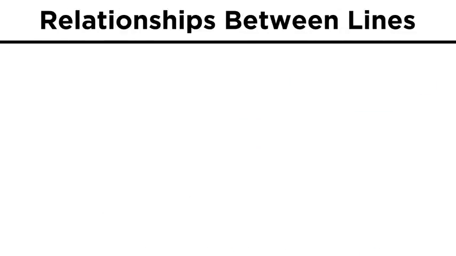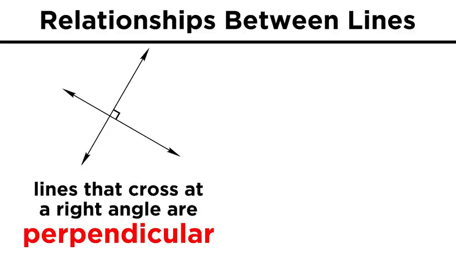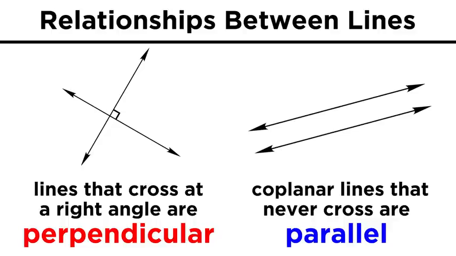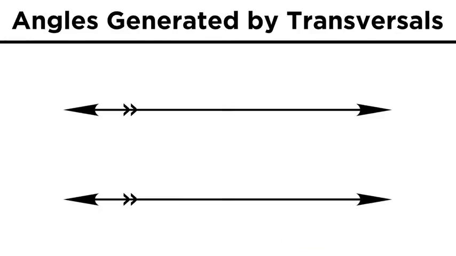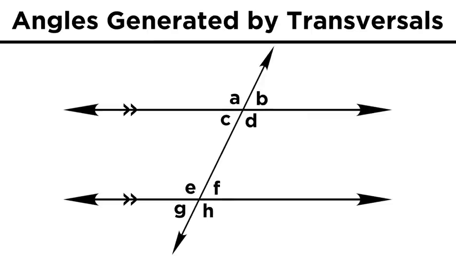Let's also recall some relationships between lines. If two lines within a plane intersect at a right angle, they are called perpendicular lines. If two lines within a plane do not intersect, they are called parallel lines. If we draw two parallel lines and then a third line that crosses both of them, we can define some more terms. These four angles on the inside are called interior angles. These four angles on the outside are called exterior angles.